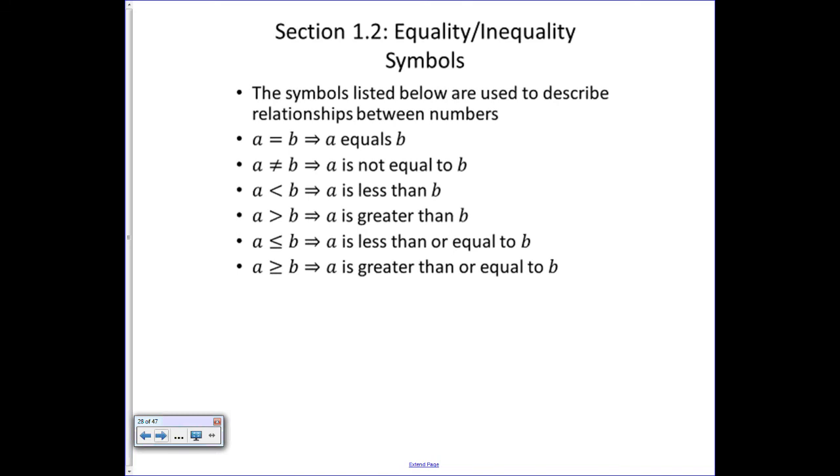So let's talk a little bit about equality and inequality symbols. These symbols listed below are just used to describe relationships between numbers. If we have this symbol here, that just means A is equal to B. That means they're the same number. If we have the equal sign with a line through it, that means A is not equal to B.